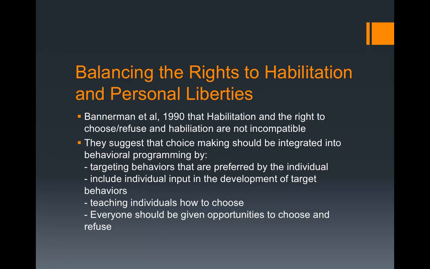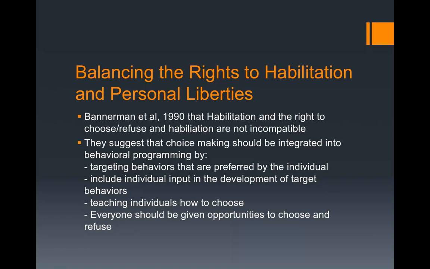And Bannerman cites a lot of literature to support similar notions, that we certainly could incorporate choice into effective programming and habilitation. Another thing they suggest is including individual input in the development of the target behaviors. And again, I think that can be really valuable. You run into problems when the person says, I don't want to do that, and you think it is a critical program for the person.